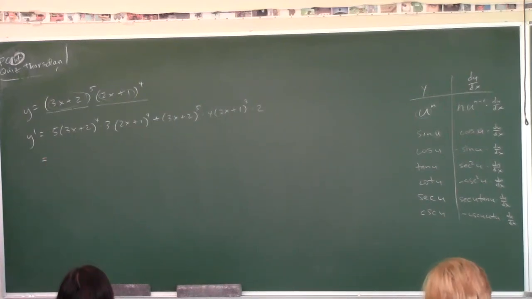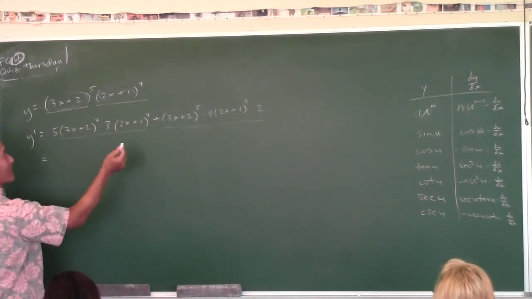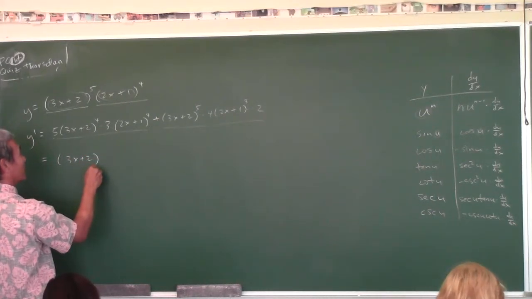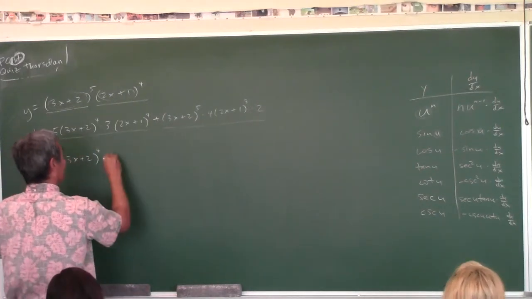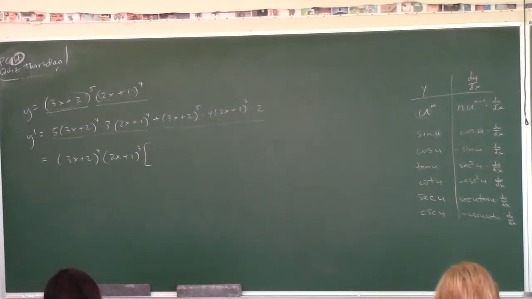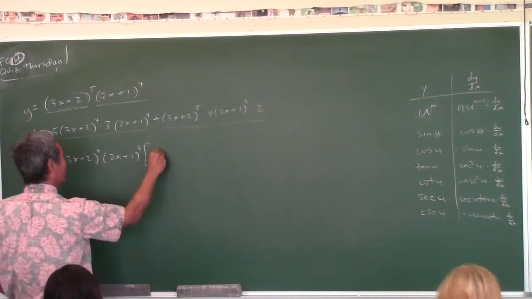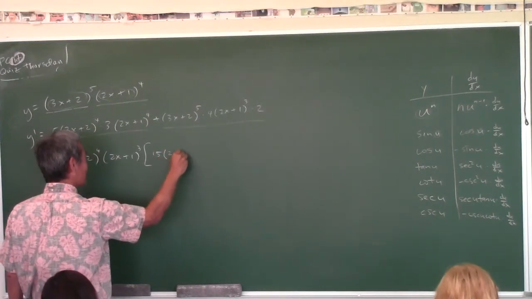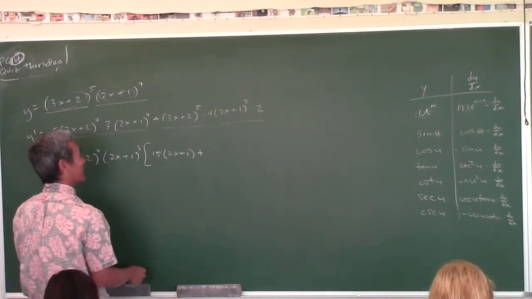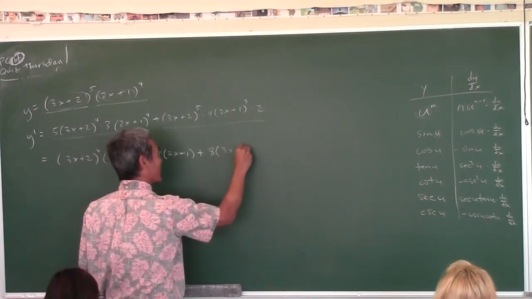Well, what can I factor out? Here's the first term, here's the second term. You can't factor out any numbers, right? There's no greatest common factor here. So 3x plus 2 to the 4th, right? Factor out the smaller exponent. 2x plus 1 to the third. Okay, if I factor that out, what's left? 15 times 2x plus 1. This is just Algebra 1 factoring, people. Plus, if I factor this out from the second term, what's going to be left? 4 times 2, which is 8, times 3x plus 2 to the first. That's right.